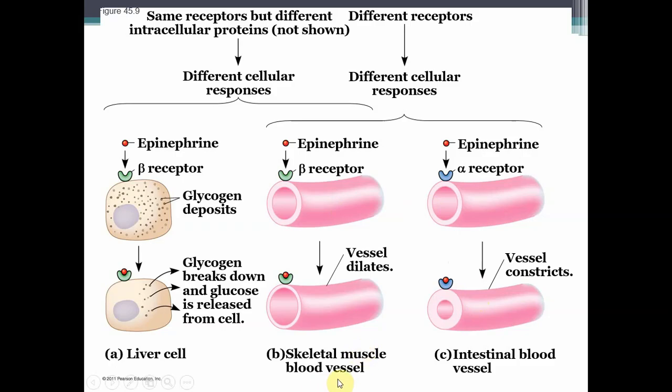This is skeletal muscle blood vessels dilation, intestinal blood vessels constriction. So they have different effects on different receptors. It's the same hormone or neurotransmitter which has different effects on different receptors. As you can see, beta receptors on the liver cause glycogen breakdown, beta receptors on the blood vessels of skeletal muscles cause vasodilation, and alpha receptors of the intestinal blood vessels cause vasoconstriction.